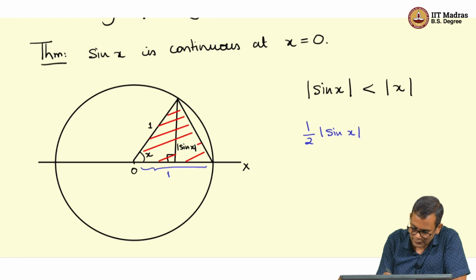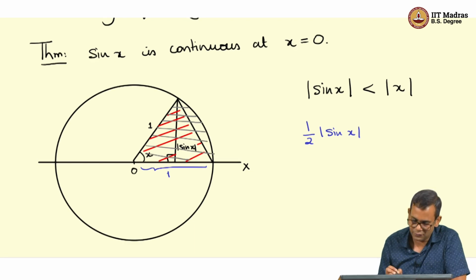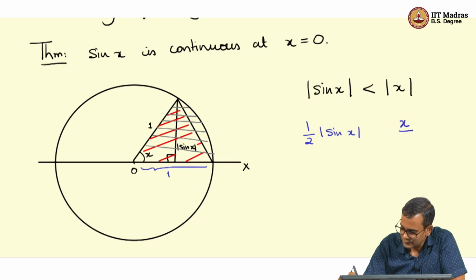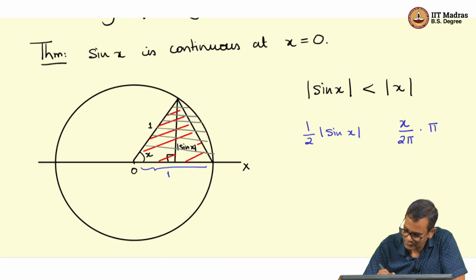Now, let us also consider this slice of this pizza here, the circular sector, which I am shading in a different color, which is certainly larger than the triangle, right. So, what is the area of this sector here? The area of this sector is x divided by 2 pi times the area of the whole circle, pi r squared, but r here is 1. Now, this sector clearly contains the triangle, and so the area of the sector is greater than or equal to the area of the triangle.